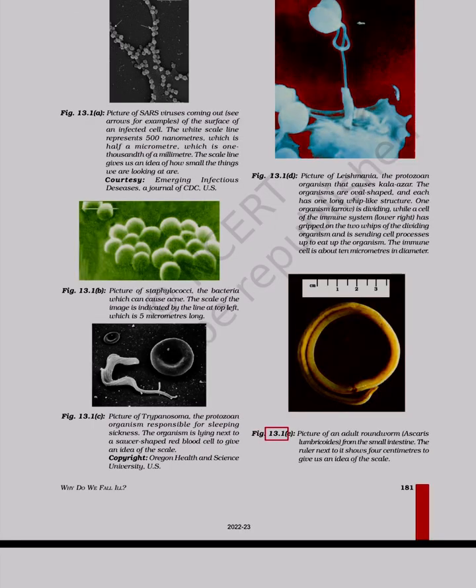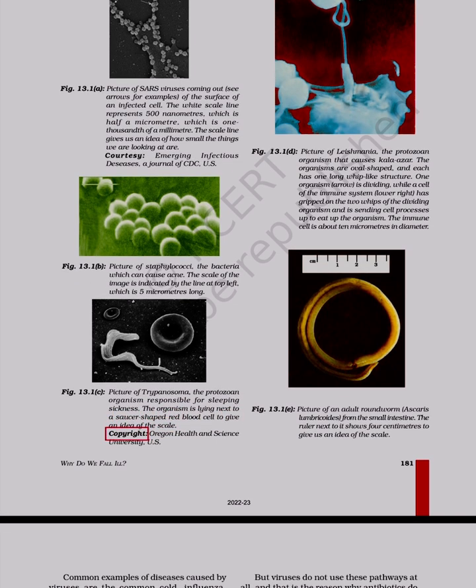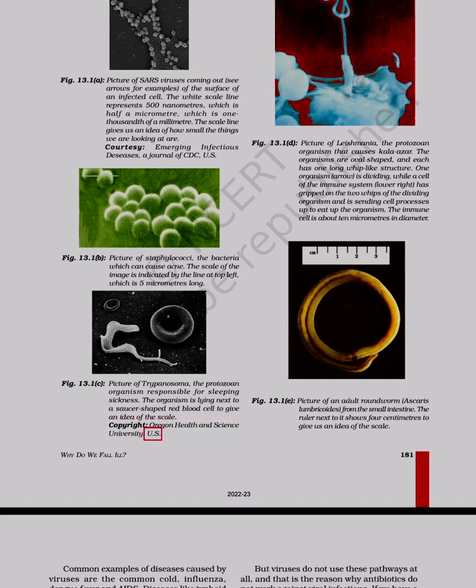Figure 13.1 E. Picture of an adult roundworm, Ascaris lumbricoides, from the small intestine. The ruler next to it shows 4 centimeters to give us an idea of the scale. Figure 13.1 C. Picture of Trypanosoma, the protozoan organism responsible for sleeping sickness. The organism is lying next to a saucer-shaped red blood cell to give an idea of the scale. Copyright, Oregon Health and Science University, US.